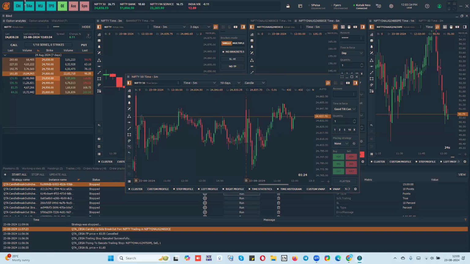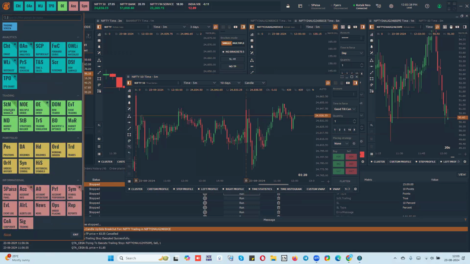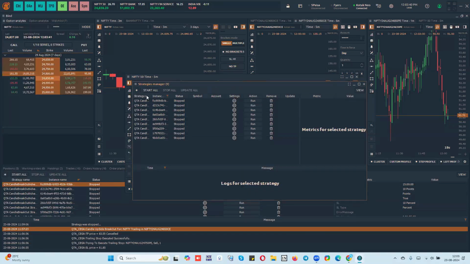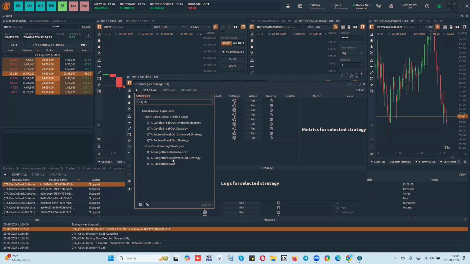Then we have non-visual strategies which work from strategies manager. Okay. So here you can see the strategies where I'll search for QTA. You have range breakout, advance and range breakout strategy. So again, the concept of execution will remain the same. In a range breakout strategy, you will trade only the symbol that you selected. And in the case of range breakout advance, you will have multiple options.